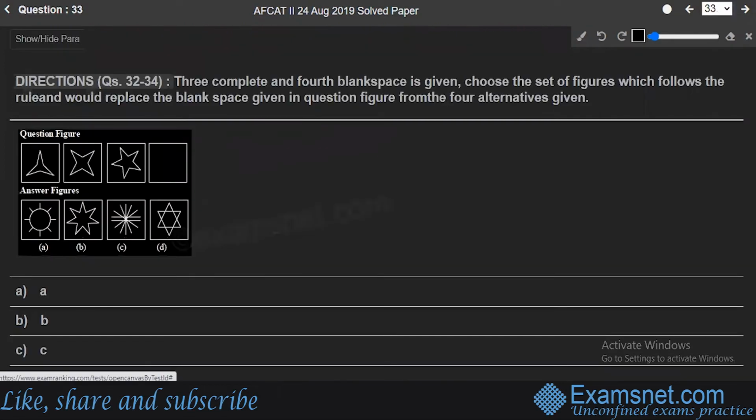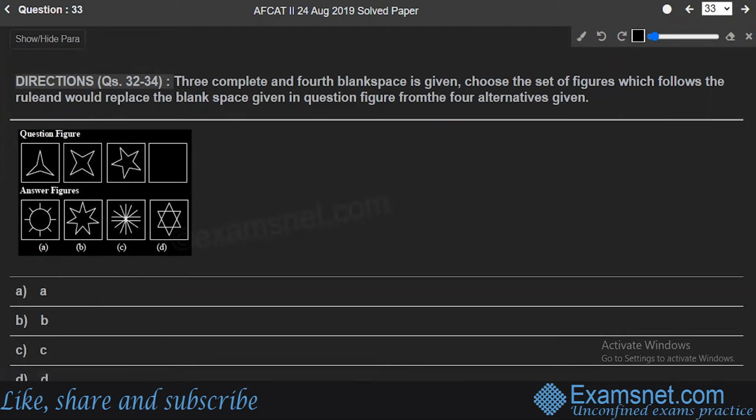Next, question number 33. Three complete, okay, fine, over here. So now you are having this and this figure. You have to choose from A, B, C, D, which one will completely fill out this figure, right? So let's see the number of sides in this figure. If I'm looking over here, the number of sides in this figure is 6. The number of sides in this figure is 8. The number of sides in this figure is 10. Obviously, the number of sides in the next figure will be 12.